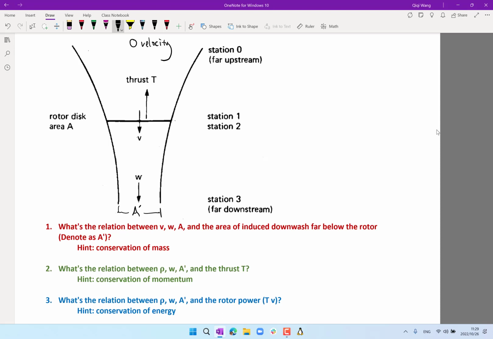I mean, this is a wonderful application of the conservation principles. Second question is, what is the relationship between rho, w, which is the velocity over here, A prime, and the thrust? That's a wonderful application of conservation of momentum, right? You draw a very large control volume around the whole thing so that pressure actually doesn't come into play. When you draw it far enough, the pressure around the control volume is pretty uniform. And third is, what is the relationship between rho, w, A prime and the power of the rotor? The hint is conservation of energy. So please go ahead and start working on these equations.